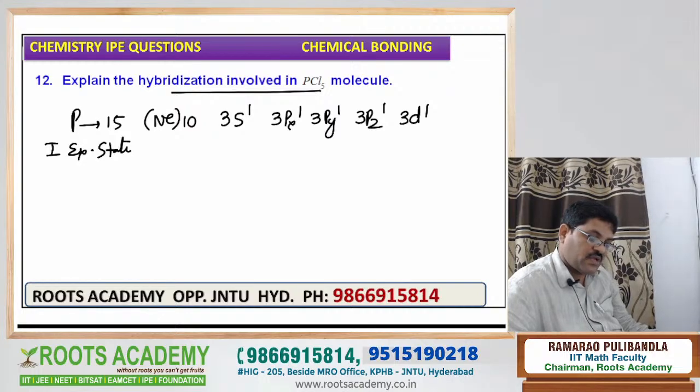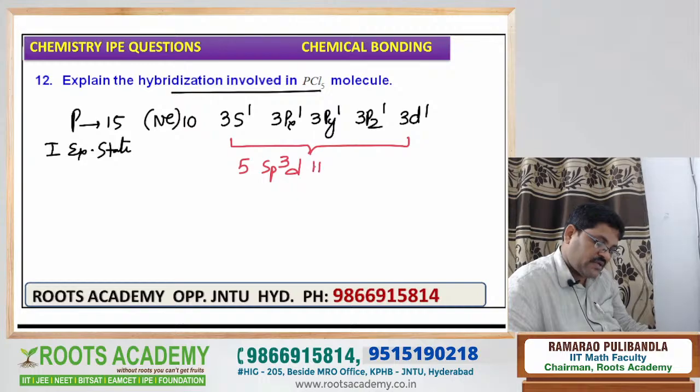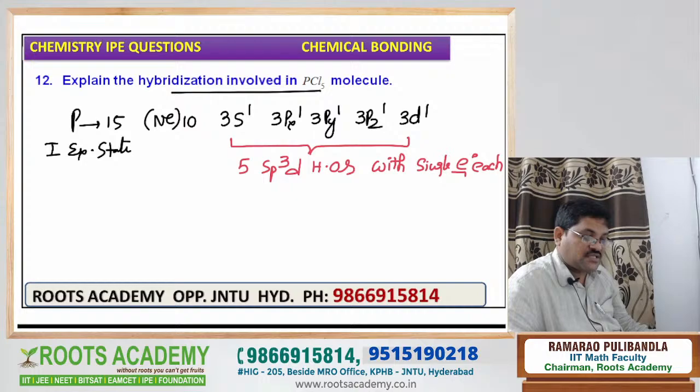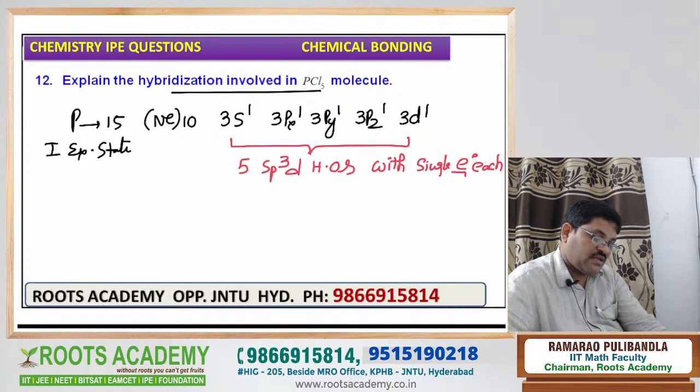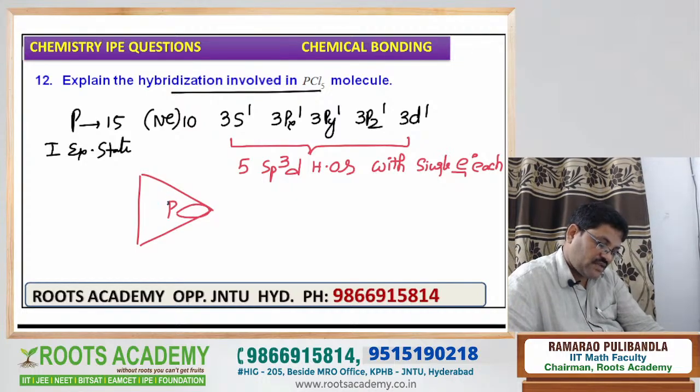Now see, simple logic. One s orbital, three p orbitals and one d orbital combine themselves and form five sp3d hybrid orbitals. The five sp3d hybrid orbitals each have a single electron, forming sp3d hybridization like this. Now this is what you get: phosphorus in the structure like this, in PCl5.